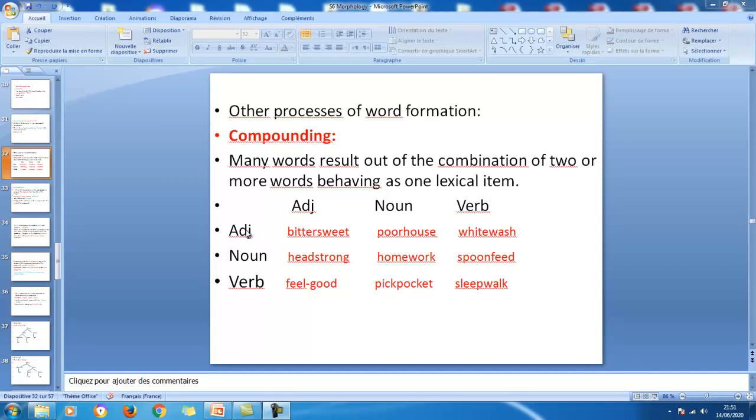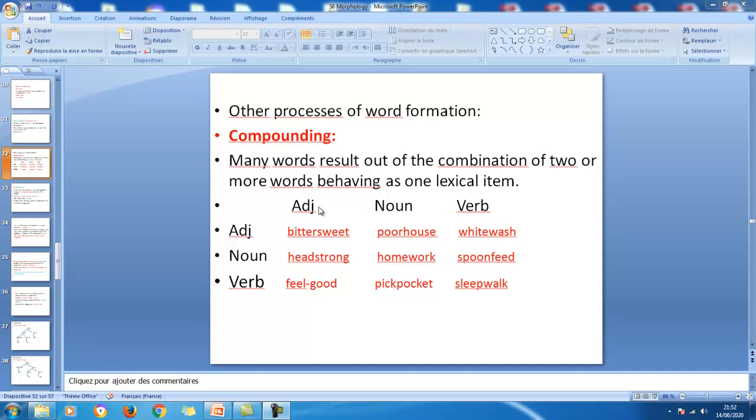We can have a combination of adjective and adjective, for example, bittersweet. Adjective and noun, poorhouse. Adjective and verb, whitewash. Noun and adjective, headstrong. Noun and noun, homework. Noun and verb, spoon-feed. So we have different combinations, okay? We have the first part and the second part, so we have different possibilities.